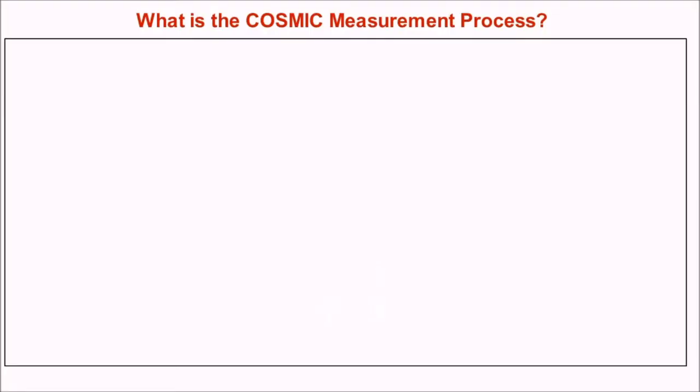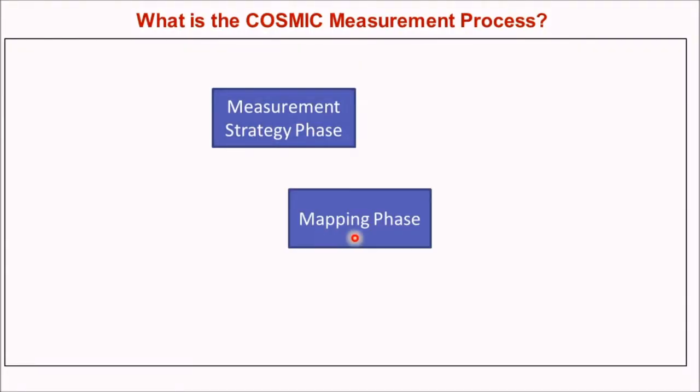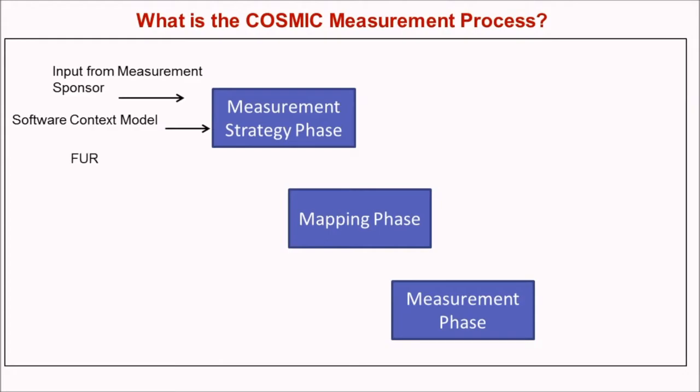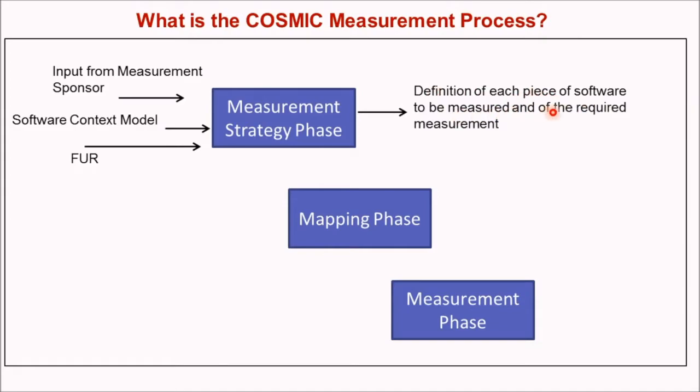So to summarize the entire COSMIC measurement process, this is how it would be. The first is the measurement strategy phase, next is the mapping phase, and third is the measurement phase. In the measurement strategy phase, we take the inputs from the measurement sponsor, which will provide the purpose and the scope of the measurement. And we apply the software context model to it and take the FUR, and what is output is the definition of each piece of software to be measured and of the required measurement, which will become an input to the mapping phase.